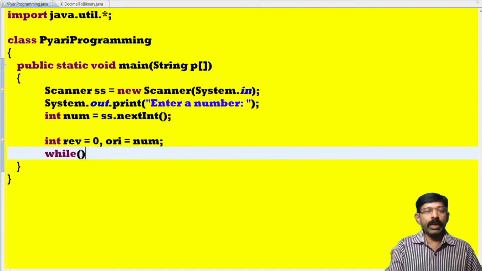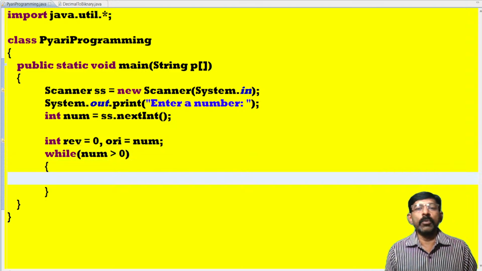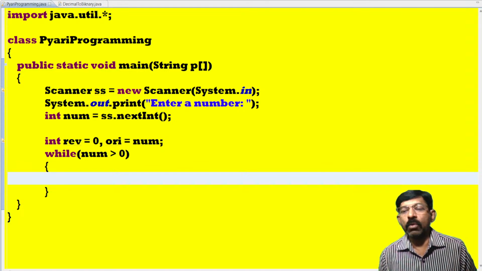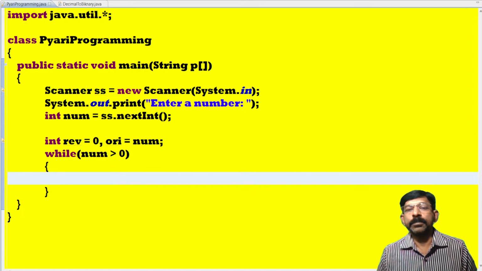I will say while number is greater than 0, inside which what I'm going to do, who can say, because you have to think how to write in the examination. So you think what I should do now. Number is greater than 0. After that.